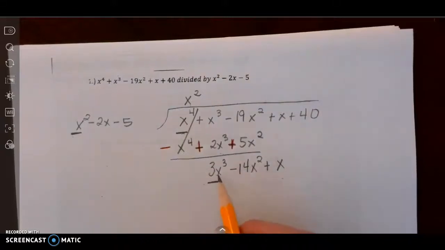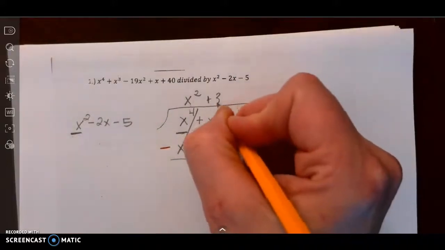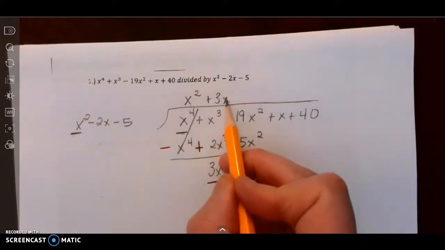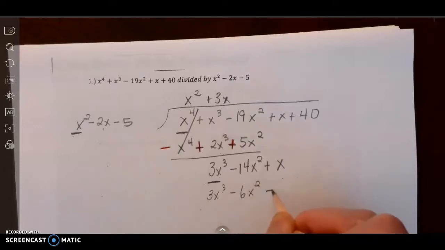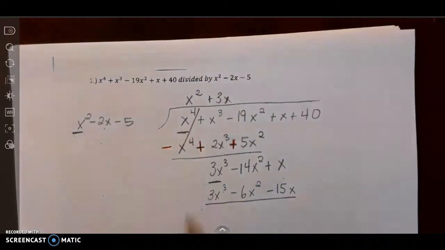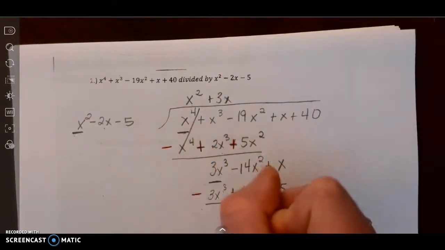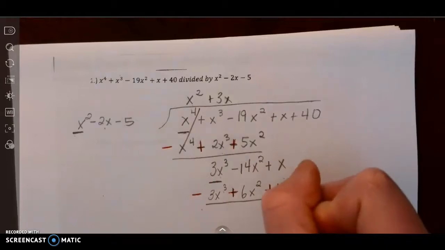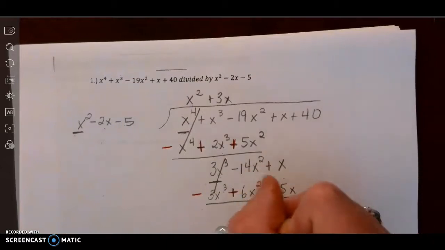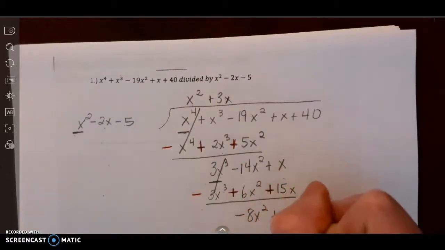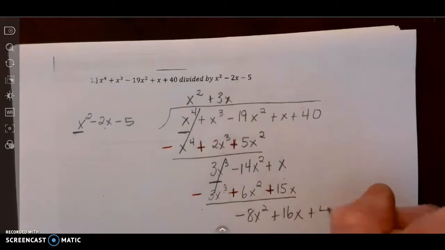Focus on the first. 3x cubed divided by x squared is 3x. Multiply the 3x by everything here. I get 3x cubed minus 6x squared minus 15x. I'm going to subtract, so I have to change all of my signs. And now I can add up since I changed my signs. Negative 8x squared plus 16x plus 40.